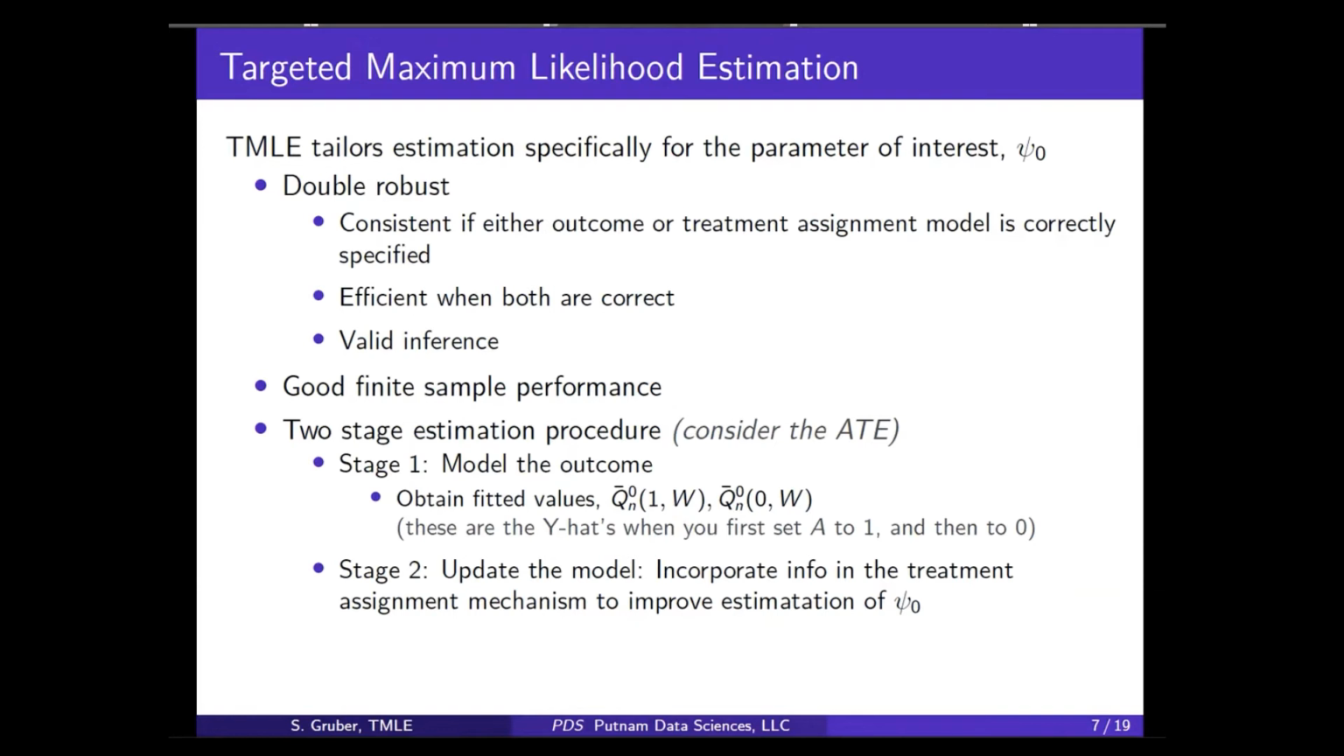So that is what stage 2 is going to let us do. We're going to update that initial model just a little bit. We're going to use information in the treatment mechanism. And we're doing it partly because if we got the initial model wrong, here's a chance to fix it. And partly because we can just shift the focus a little bit, do a slightly better job for the thing we care about.